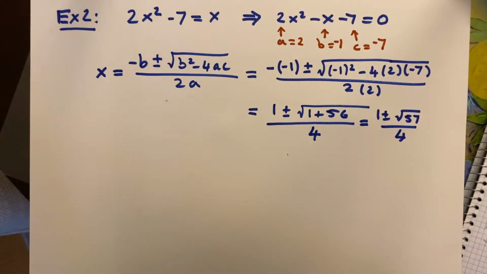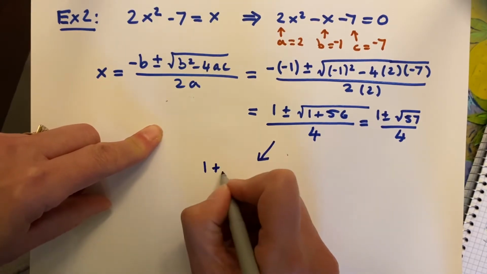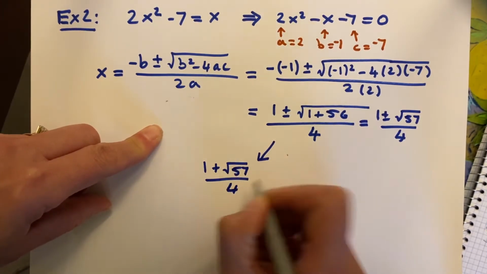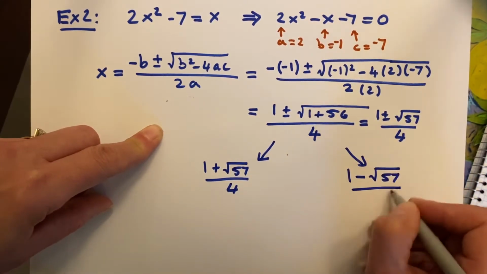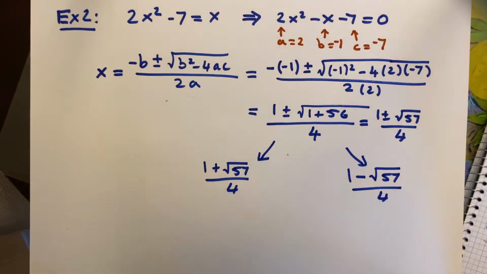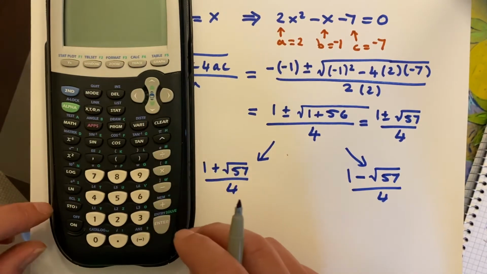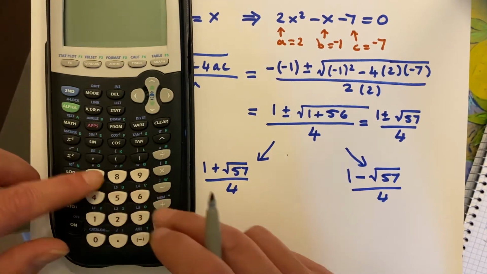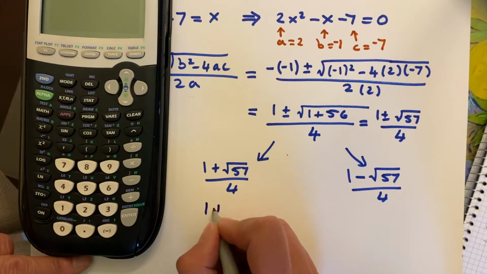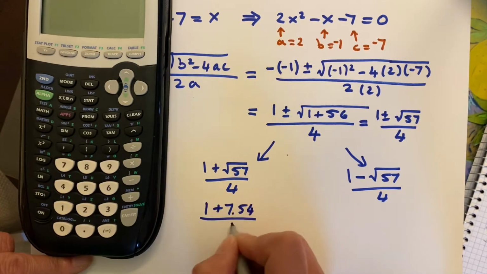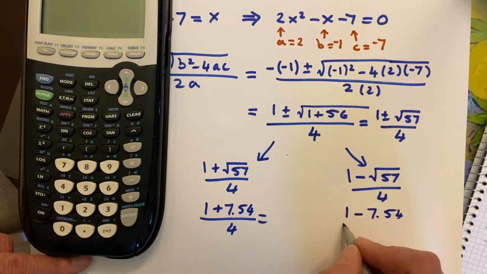Okay, well, I now have two answers to do. I have 1 plus the square root of 57 over 4, and I have 1 minus the square root of 57 over 4. Let me take my calculator and figure out the square root of 57. So square root 57 is 7.54. So 1 plus 7.54 over 4, and 1 minus 7.54 over 4.